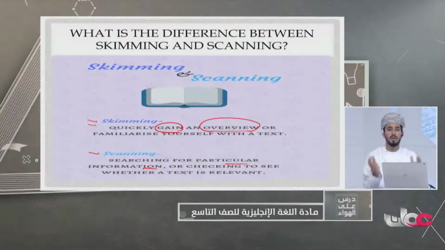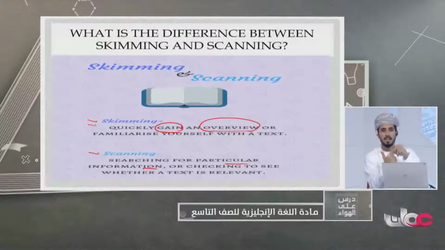In skimming, we only gain an overview, we gain general information about the text. We don't dig in depth. But in scanning, we read for every detail. We read in detail to search for specific or particular information from the text. This is the difference between them in the definition. Skimming is for general information, scanning is for particular information, for details.